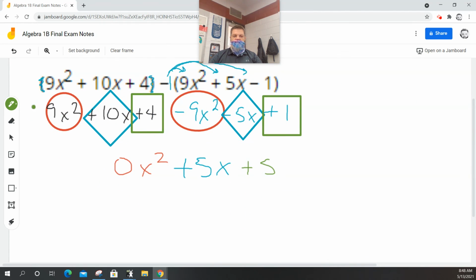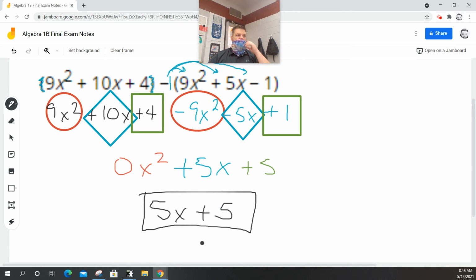So my final answer then should be what? That's it. That's all we got to do. It took me longer to make the shapes around the things than to actually do the problem.